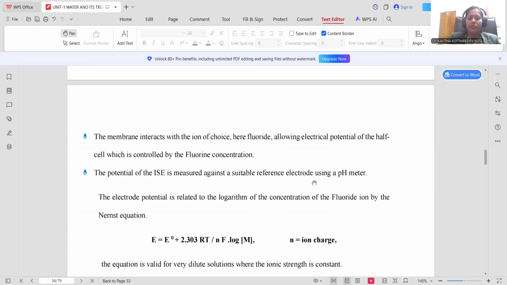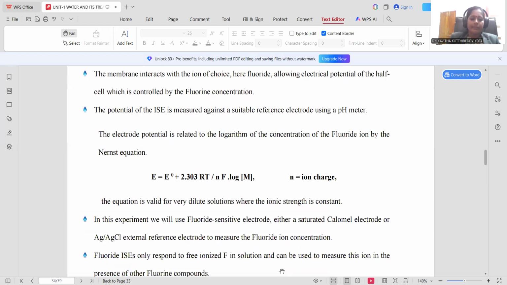The potential of an ion selective electrode can be measured by means of a pH meter. Here is the formula for the calculation of potential for the fluoride ions: E cell is equal to the standard electrode potential plus 2.303 RT by nF log of concentration M. Here n denotes the charge present on the ions, and M, in this case, is the fluoride ion concentration. The equation is valid for dilute solutions. If the concentration exceeds, it is not feasible to detect its concentration.